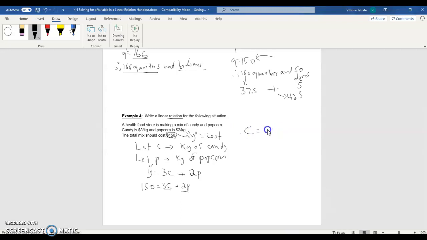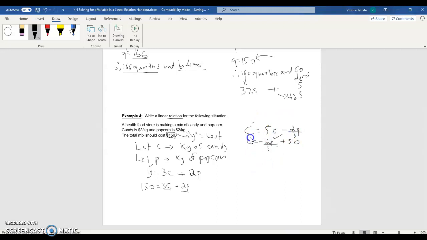So I would get C is equal to, let's see, 50 minus 2P over 3. I'm just going to rewrite that as C is equal to minus 2P over 3 plus 50. So here I expressed C in terms of P.